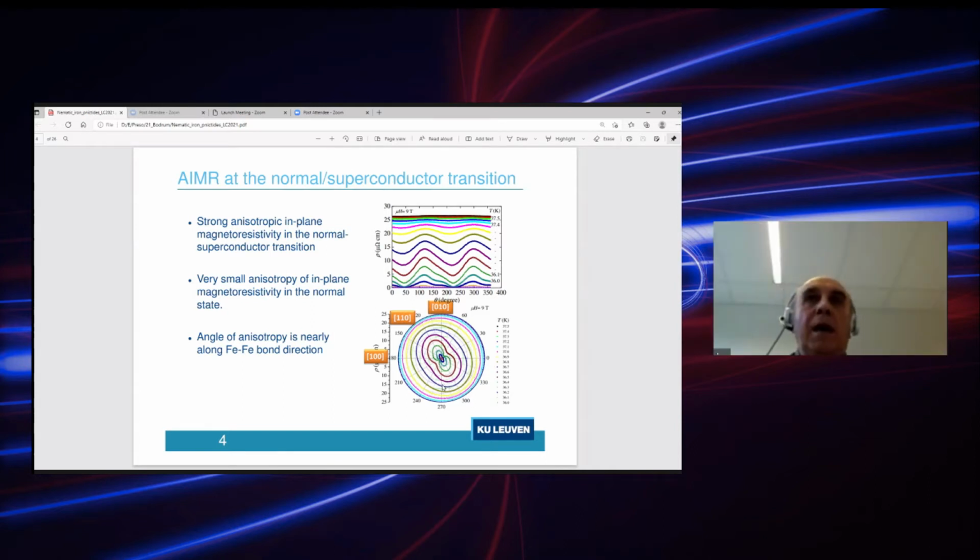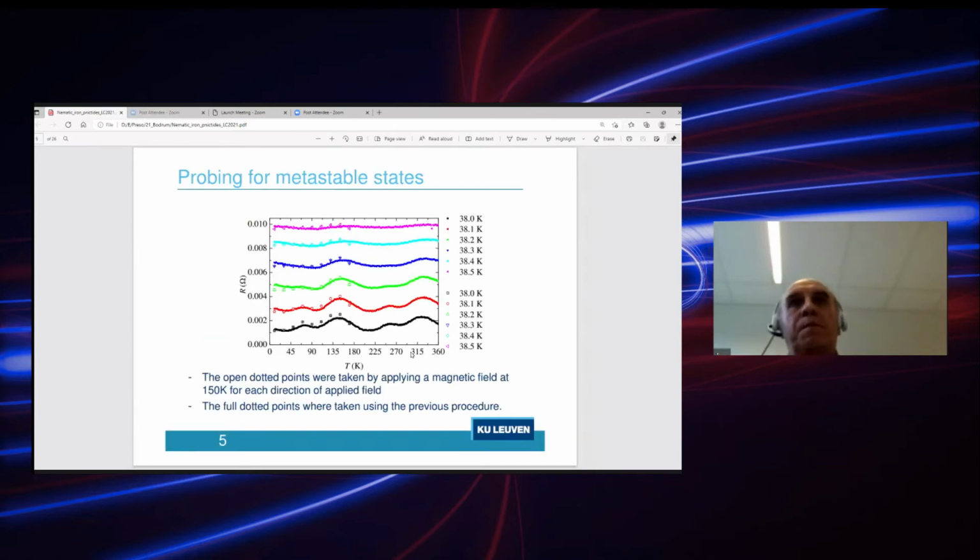And with increasing temperature, coming to the normal phase, this becomes more and more circular, and it's perfectly circular already in the normal domain. So the normal resistivity is perfectly circular. So we have no nematicity in the normal state. So these measurements have been done in the field-cooled regime.